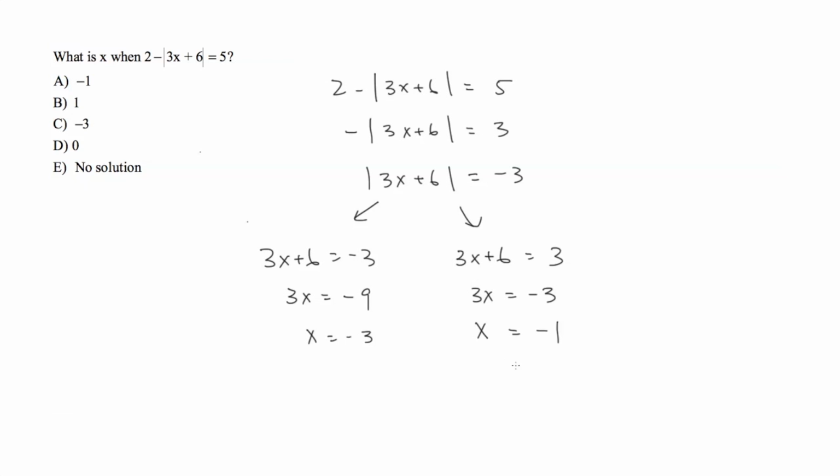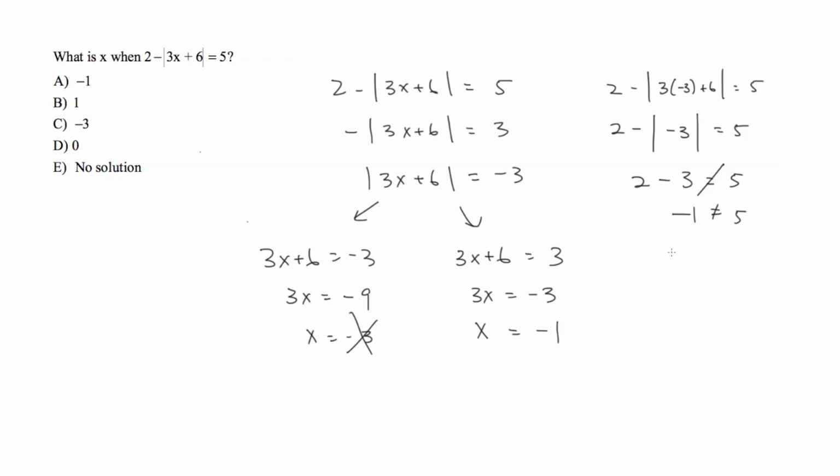Now what we want to do is plug these two answers into our equation to see what works. So we have 2 minus the absolute value of 3 times negative 3 plus 6 is equal to 5. So we have 2 minus the absolute value of negative 9 plus 6, which is negative 3, and that's equal to 5. We have 2 minus a positive 3 equal to 5, and we clearly show that this does not work. We have negative 1 does not equal 5. So negative 3 is not a valid solution.